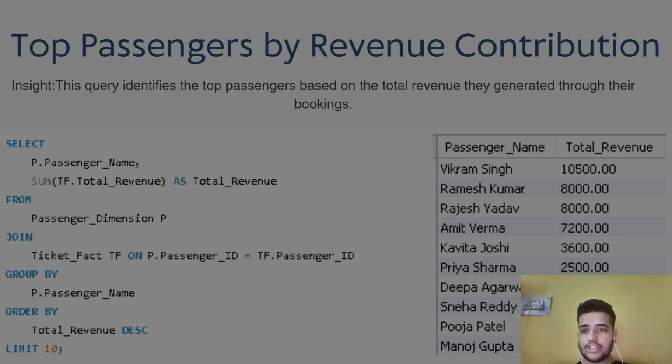The next is top passengers by revenue contribution. This query identifies the top passengers based on the total revenue generated through their bookings. For us, this is small data. We use a small database, but in real life, the data is pretty big. From that smaller database, we can find that Vikram Singh is one of the highest travelers, and he has a total revenue of 10,500 rupees.